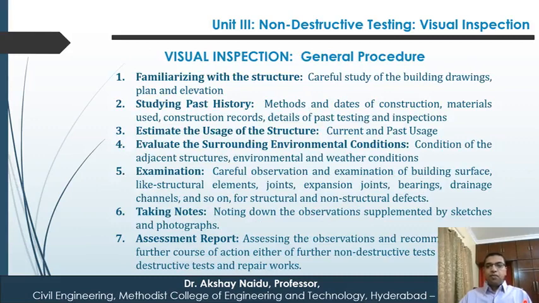Now, general procedure for visual inspection. First, one has to familiarize with the structure. He should carefully study the building drawings, plan and elevation. Then he should study the past history, the methods and dates of construction, materials used, construction records, details of past testing and inspections. So past history must be studied.